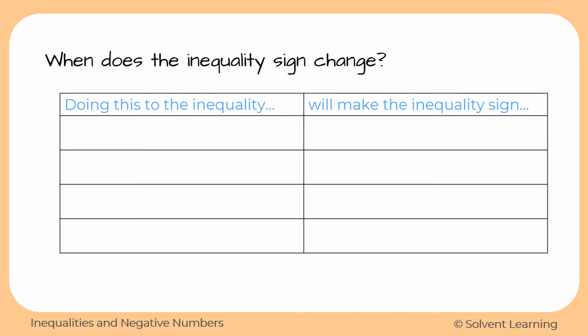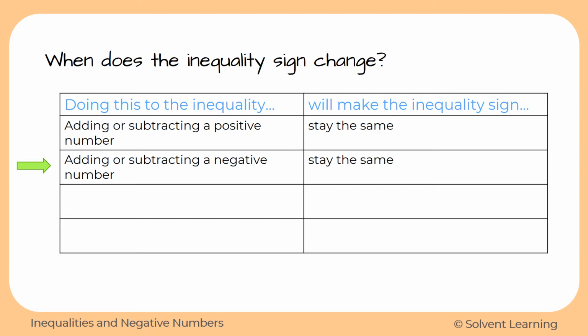So let's put all this information together so that you can understand when you'll need to keep the sign the same and when you'll need to change it. So when we add or subtract a positive number to both sides, that will make the inequality sign stay the same. Also, if we add or subtract a negative number, that will also cause the sign to stay the same. So no matter what we add or subtract, the symbol is going to stay the same, whether the number is positive or negative.